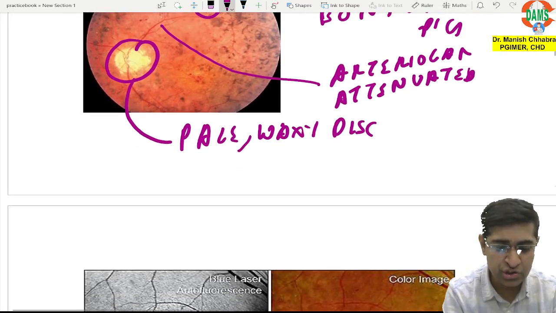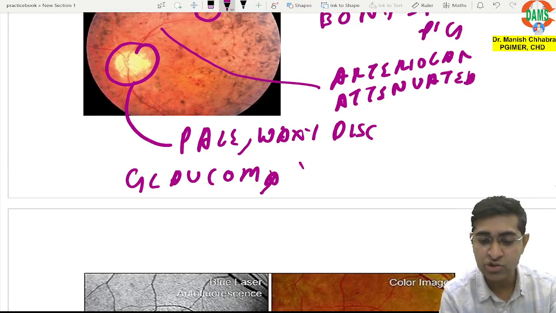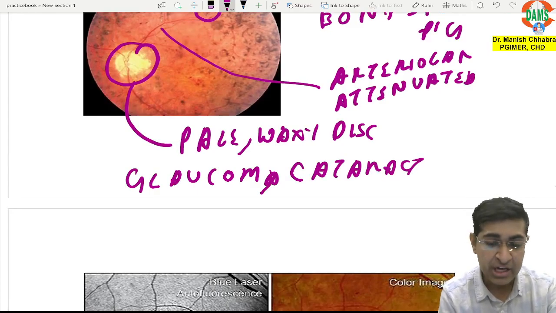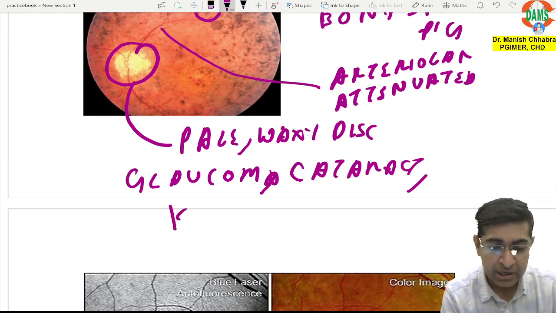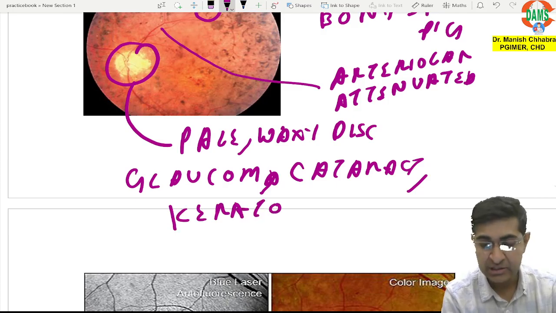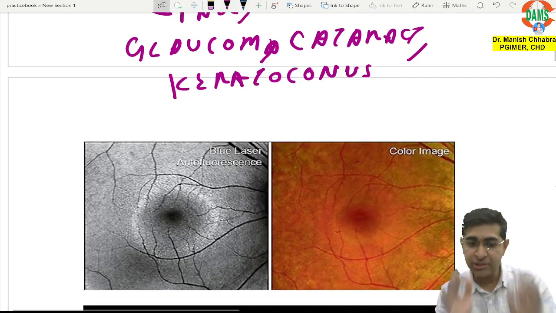It can be associated with glaucoma. It can be associated with cataract. And in some cases, it has been seen that there may be keratoconus in such patients.